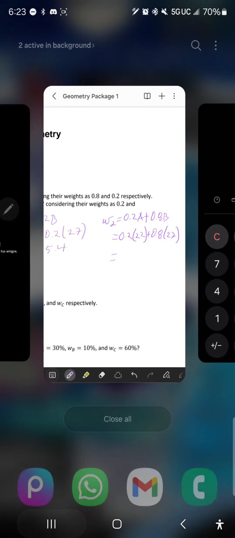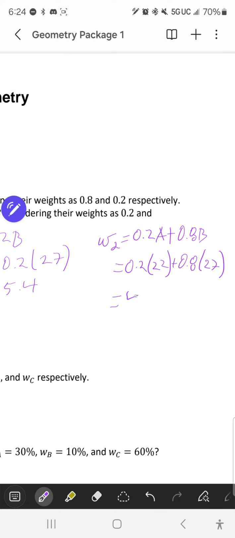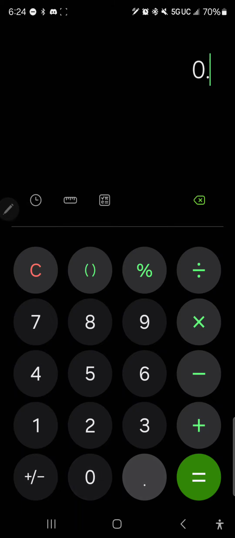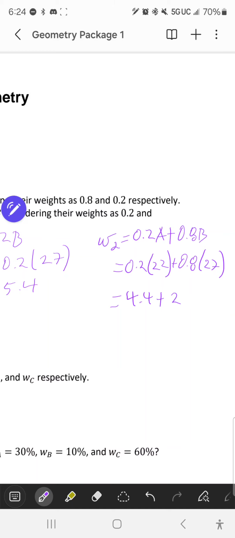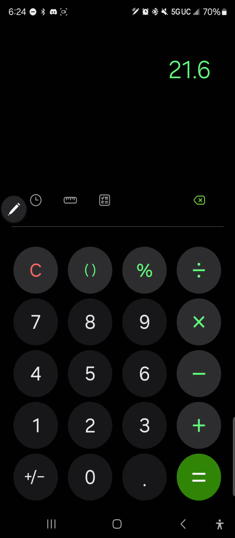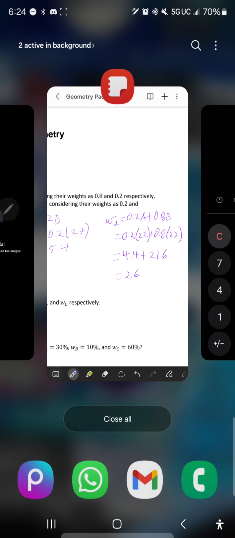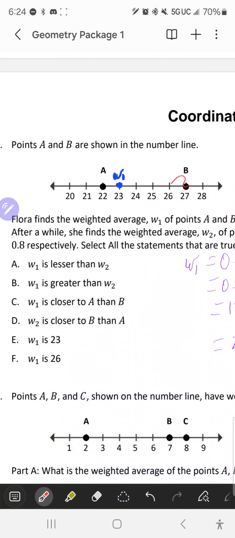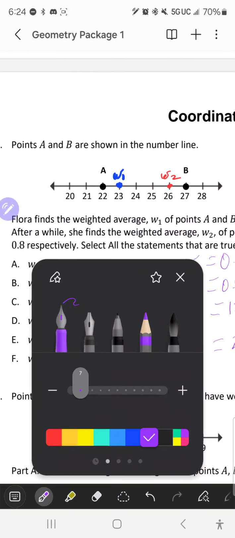We have 4.4 plus 21.6. And we get that our value is 26, if I'm not mistaken. Yeah, 26. So W2 is going to be equal to 26. Now, let's read the statements and see what are true.